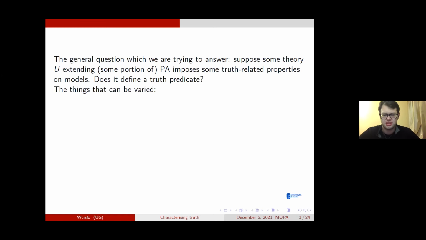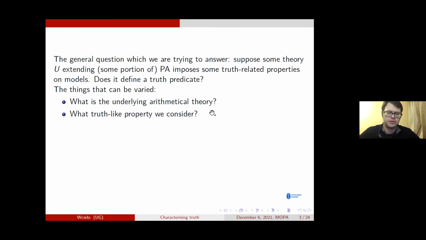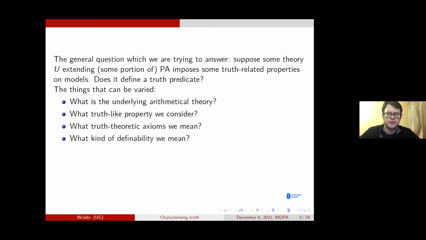And what can it mean? Actually, it can mean various things depending on how you make parts of the statement precise. You first fix what exact fragment you're investigating. Then you have to tell me what is the truth-like property you consider. What do you actually mean by a truth predicate? This can also mean many different things depending on what your truth theoretic axioms are. What do you mean by define?